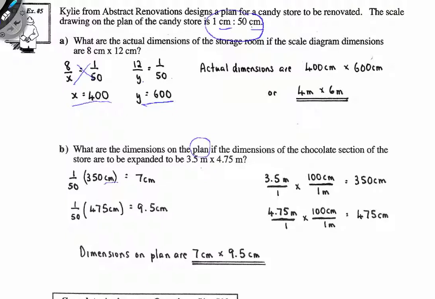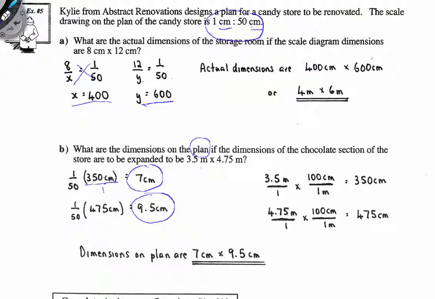Okay, so we know that it's going to be 1/50th of the actual size. So 1/50th times 350. So we can use that as a fraction if we want, multiplying fractions. When I'm multiplying fractions, tops get multiplied and bottoms get multiplied. We actually end up with 350 divided by 50, or 7 centimeters. Looking at the 4.75 meters, turning into centimeters. Again, it's 1/50th of this, so we're really dividing by 50. We get 9.5 centimeters.